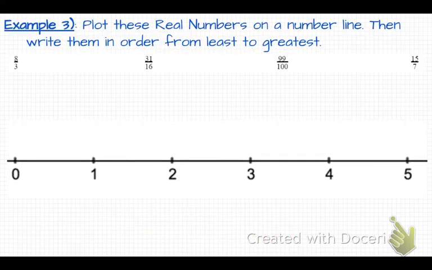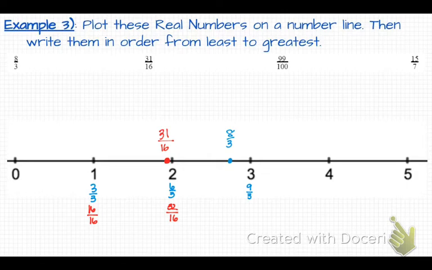Example 3. Plot these numbers on the number line, then write them in order from least to greatest. So we said 8/3. If I write my fractional equivalents again, that was 3/3, 6/3, 9/3. So I had this, yes? Okay. My next one was 16/16, 32/16. So it was very close to 2, right? We already did those 2.